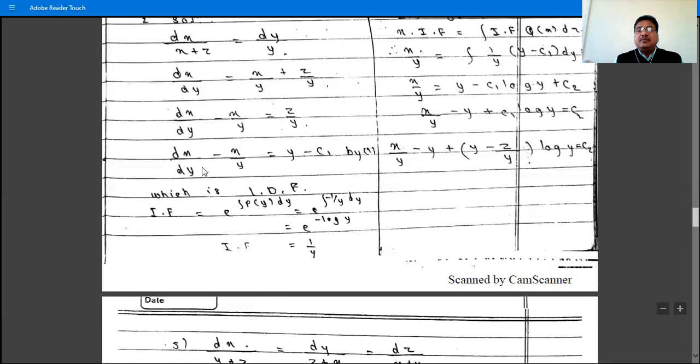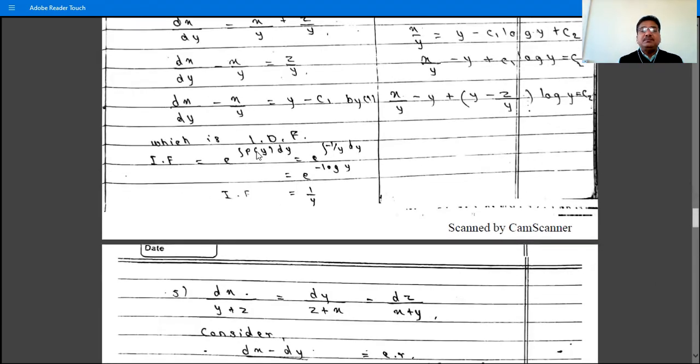So what is the general form of a linear differential equation? dy by dx plus Px y is equal to Qx. So this is the linear differential equation in x and y. Here, dx by dy plus Py x is equal to Qy. What is Py? It is minus 1 by y, and Qy is this, y minus c1. Then in order to obtain the solution of a linear differential equation, first find the integrating factor. What is the formula for the integrating factor? Integrating factor is equal to e raised to the integration of Px dx. But this is an equation in x and y, so e raised to the integration of Py dy.